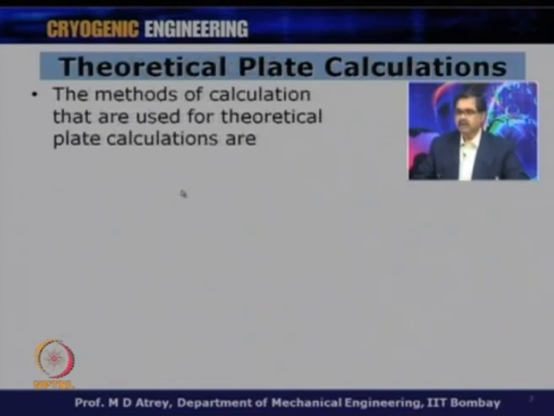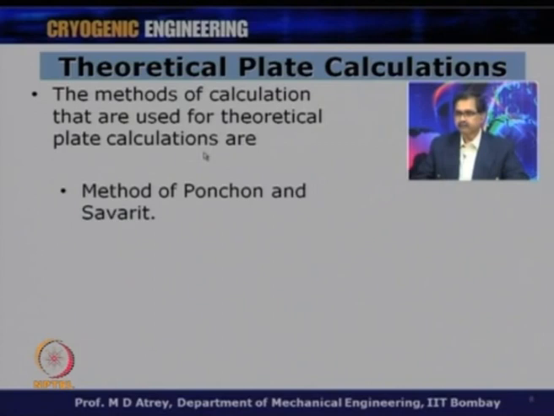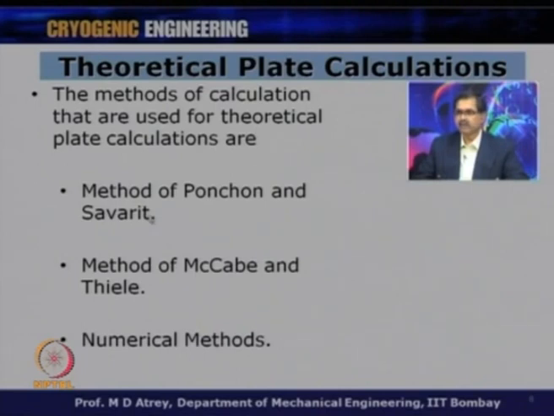The methods of calculation that are used for theoretical plates: we have several methods, and we are just naming 3 methods. The first is the method of Ponchon and Savarit. The other method is called the McCabe-Thiele method, and the third is a numerical method. These methods are named after the scientists who developed these concepts or procedures. So, we have the Ponchon and Savarit method, the McCabe and Thiele method, and ultimately a numerical method. Now, let us see what these methods constitute, or what is basically required in order to get the distillation column design.